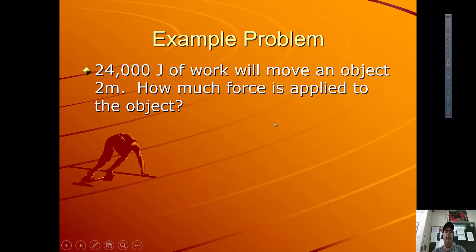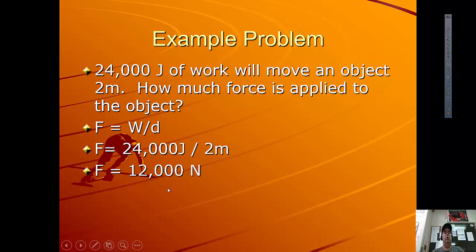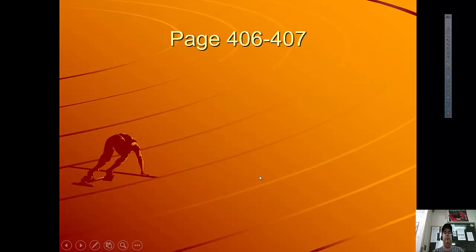It says here we have 24,000 joules of work that will move an object 2 meters. How much force is applied to that object? Well, if you think back to our circle equation, force is equal to the work done divided by the distance. If we plug those numbers in, 24,000 joules of work divided by 2 meters, you end up with an answer of 12,000 newtons of force applied to that object.